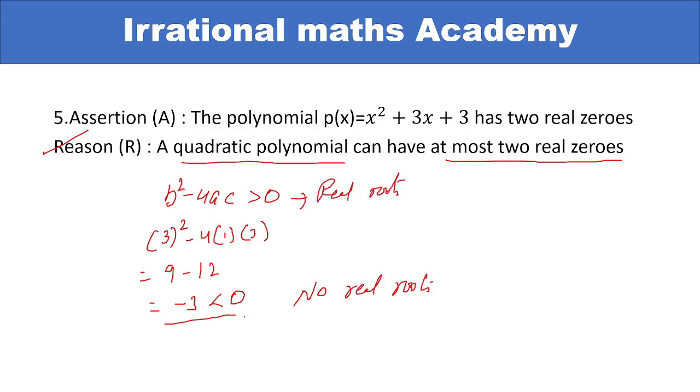But what we are getting? Less than 0, no real roots. Therefore, the assertion is what? Not true. So if they give you the options, what you can write down? Assertion is false, reason is true.